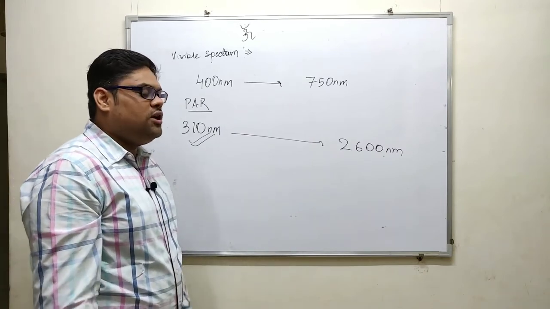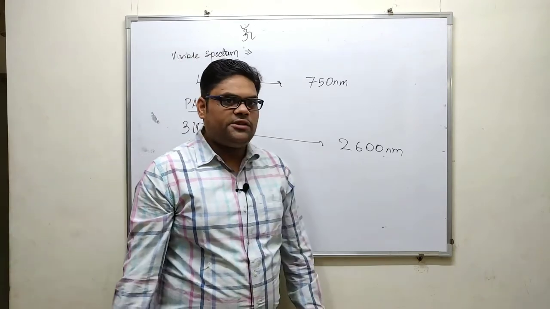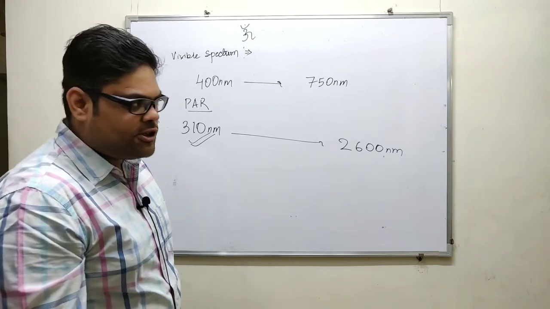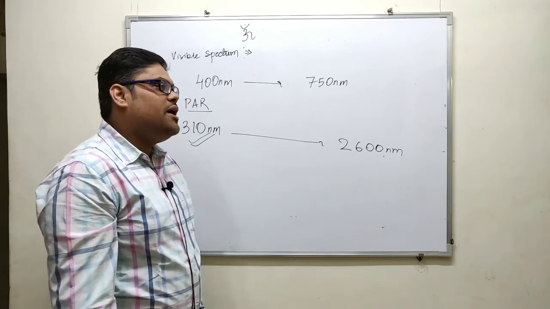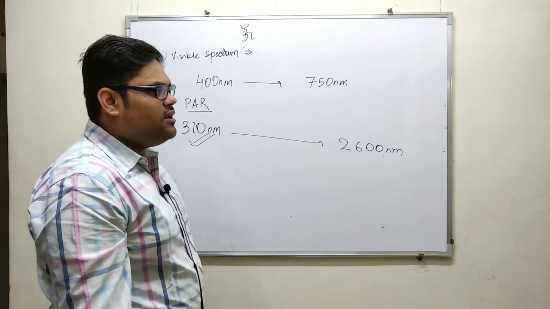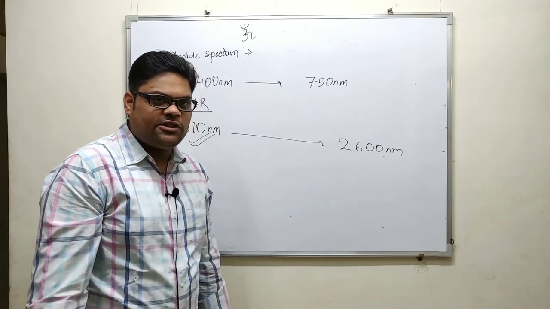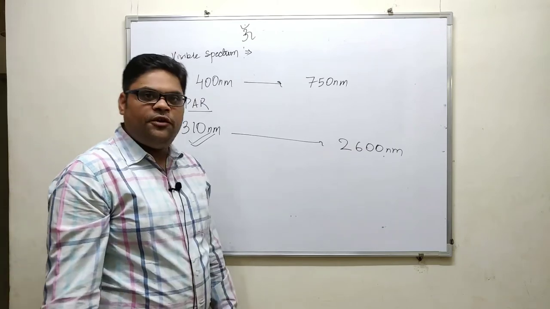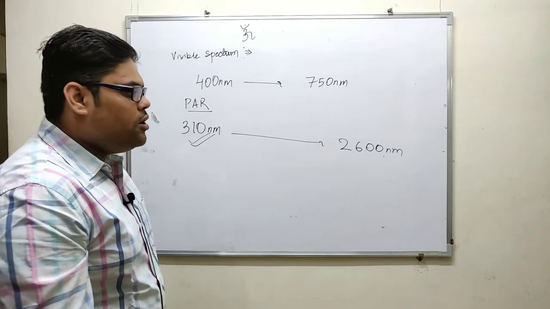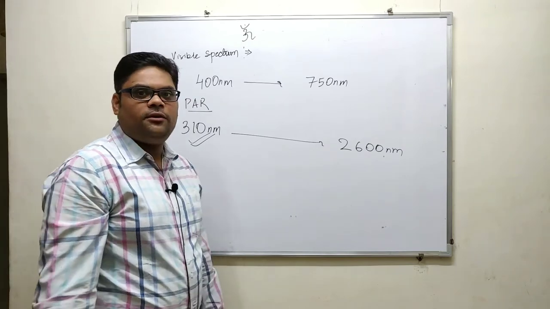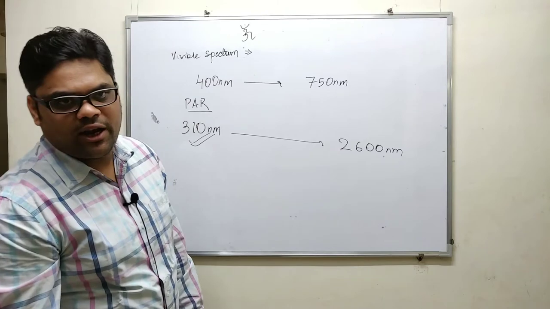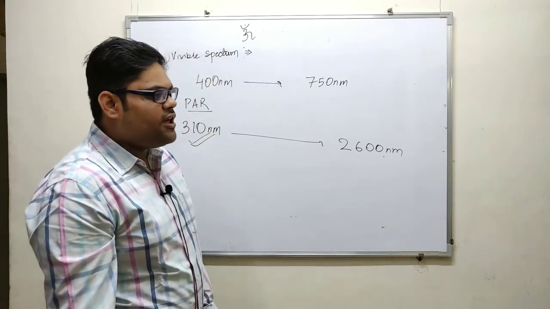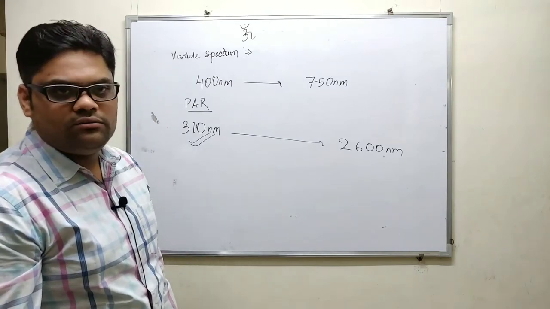Now, what you have to learn is that maximum photosynthesis is seen in red light. The maximum photosynthesis is seen in red light. As the green color is reflected back, the least photosynthesis is seen in green light. The most efficient and most effective are blue light as well as red light. So if we want to increase the rate of photosynthesis, we will give blue light or red light.